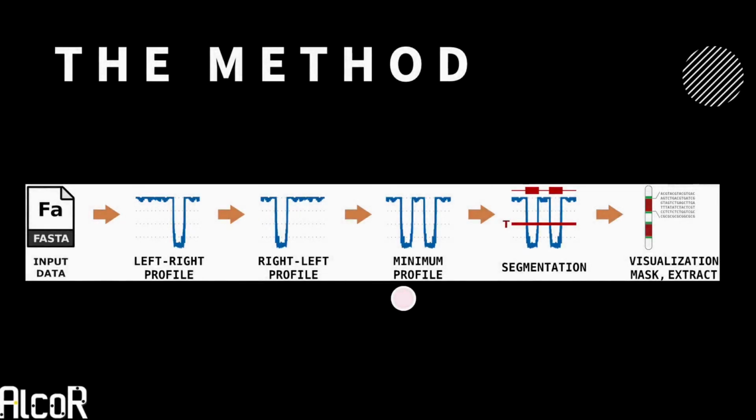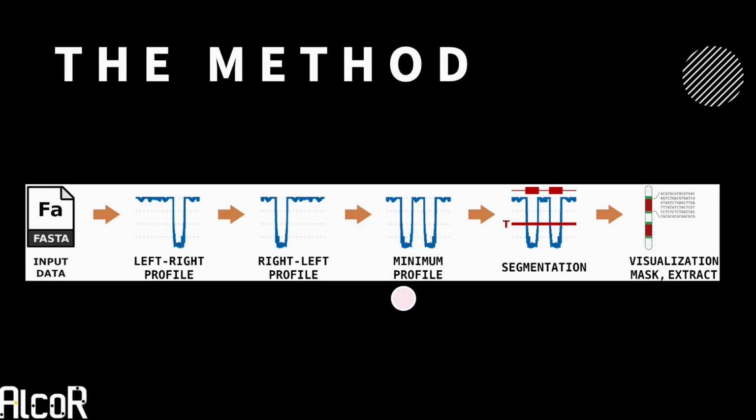AlcoR works by generating parallel bidirectional complexity profiles of the input sequence. The first step involves compressing the sequence in two directions, from the beginning to the end of the sequence, left-right, and from the end to the beginning of the sequence, right-left. Then, the method takes the minimum of both directions, performs smoothing, and segments the regions that fall below a certain threshold. The final step involves visualizing the identified regions by generating a map.